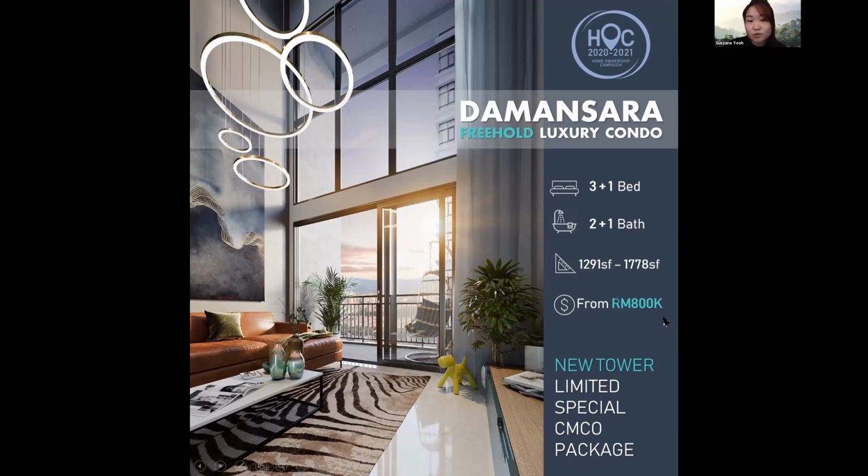We also have to intrigue a little bit of curiosity or call to action. Like we tell them it's a new tower, limited. It's always limited. Special CMCO package. This one was created during CMCO last time. So just to tell them it's limited, give them a bit of excitement. Like, oh my God, this is something that I'm looking for and it's limited. So let's just sign up, kind of thing.